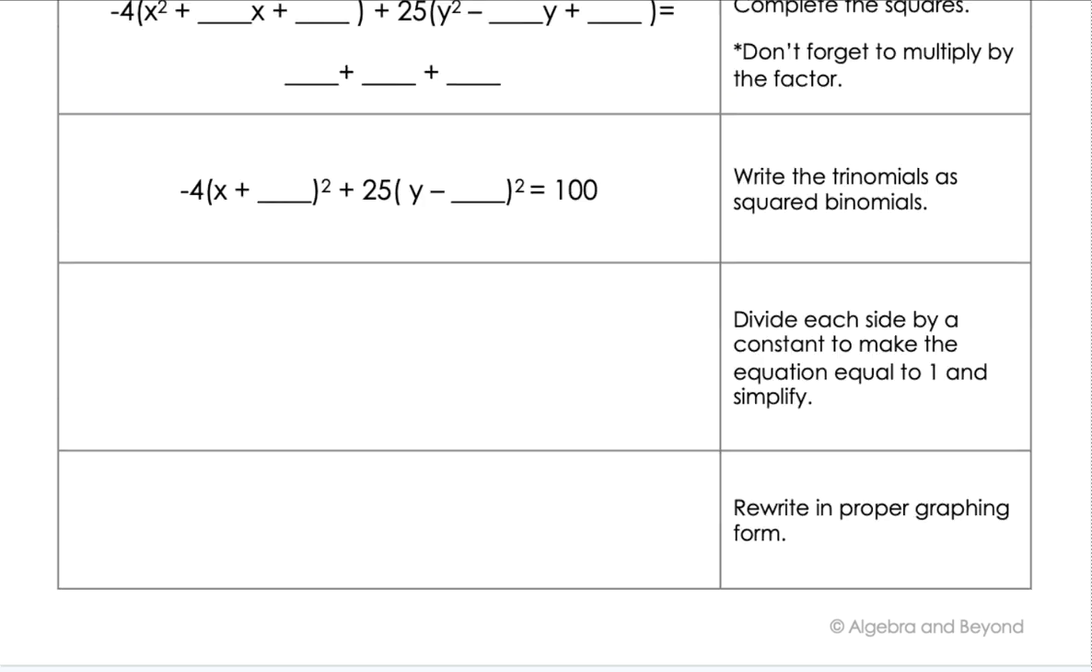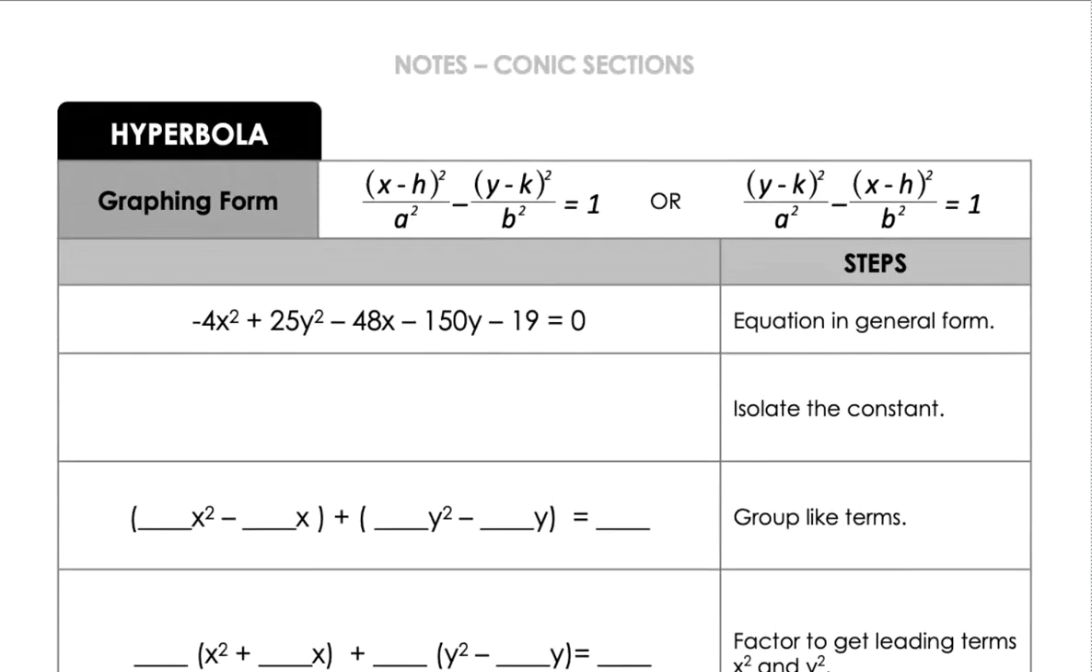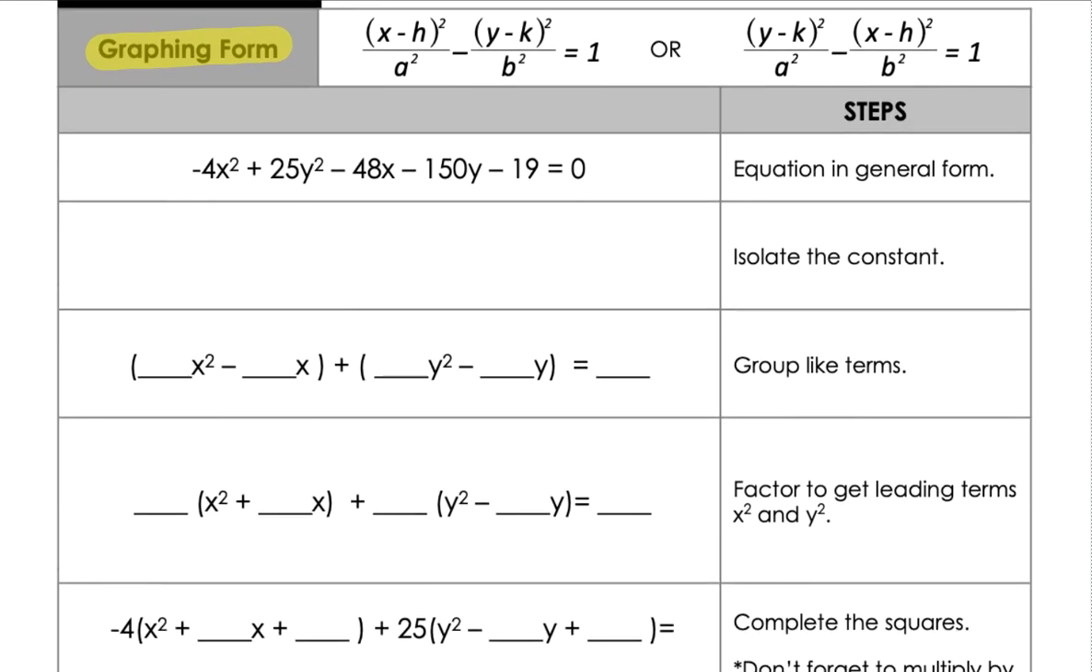Okay, let's go on to our third conic section. In this case, we are going to be working with a hyperbola. So we are trying to get our general form of the hyperbola into the graphing form of the hyperbola. We've got our steps over here. Let's see if we can work through them and figure out how to convert this.